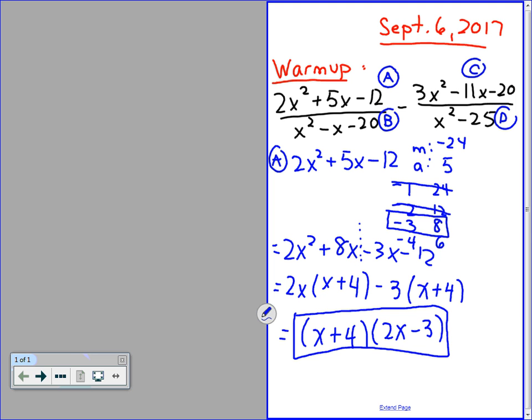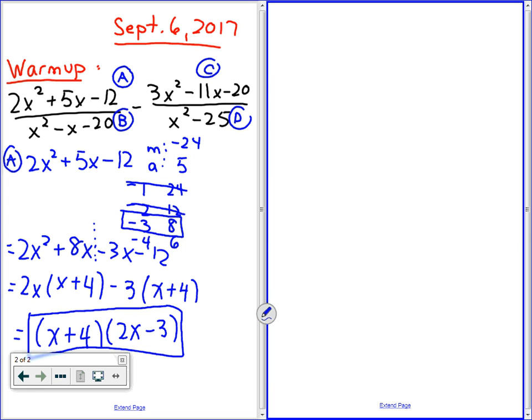So with that knowledge, I'm going to hit pause in the video, and you guys are going to do letter C for me. And I'll quickly do B and D. So letter C says 3x squared minus 11x minus 20.